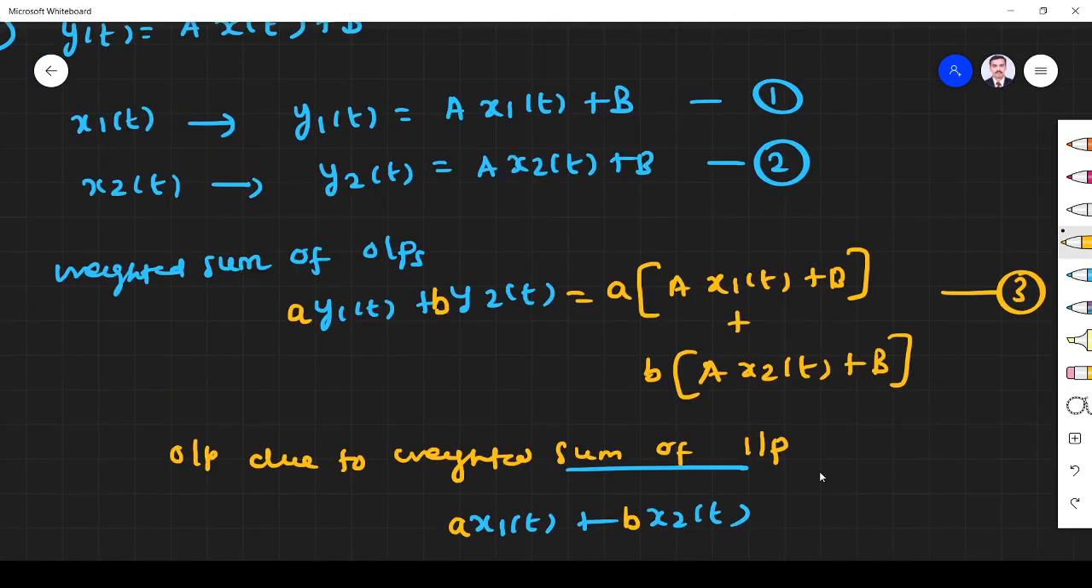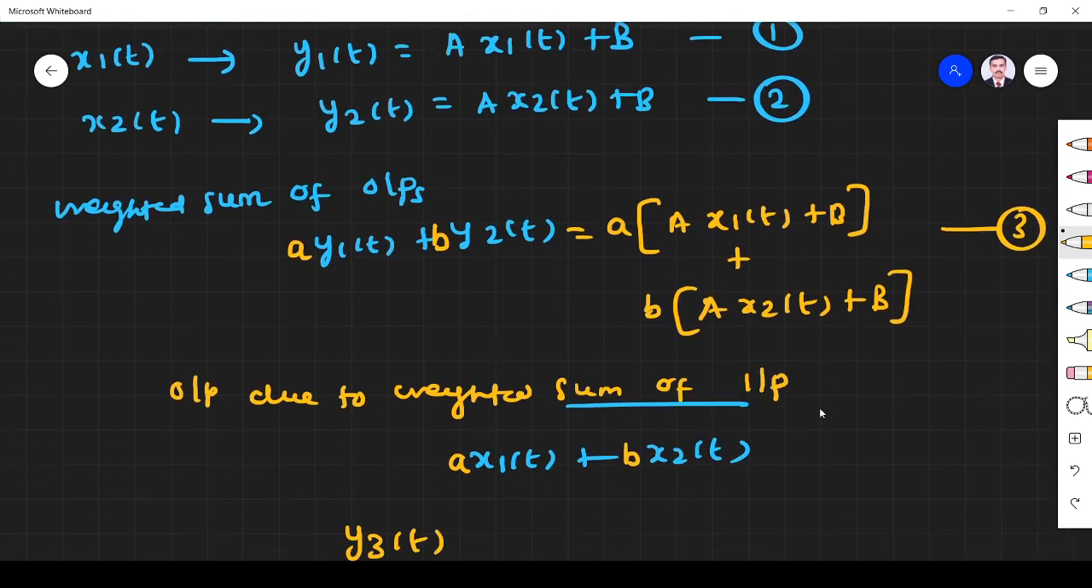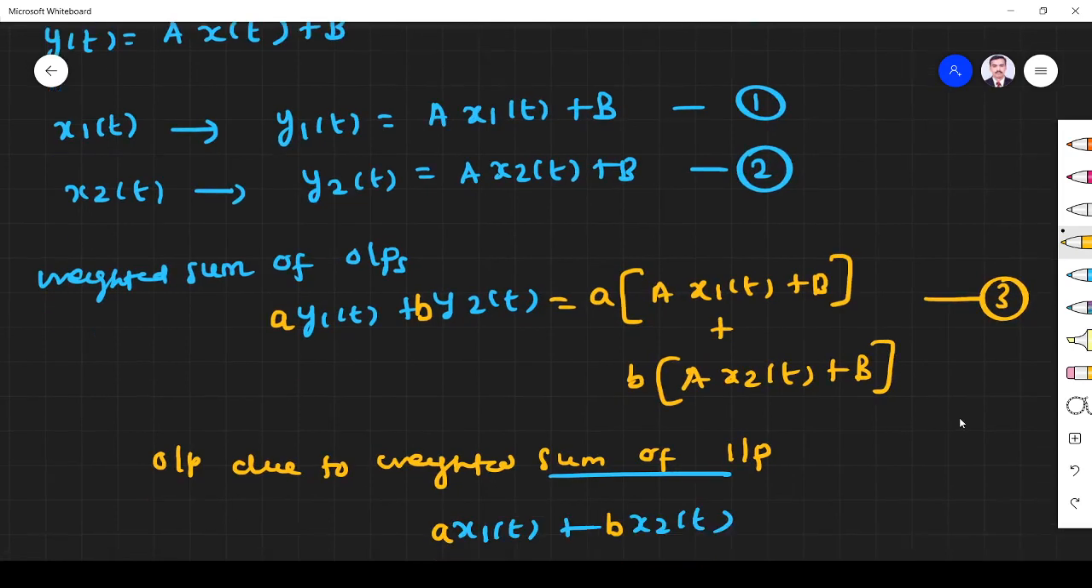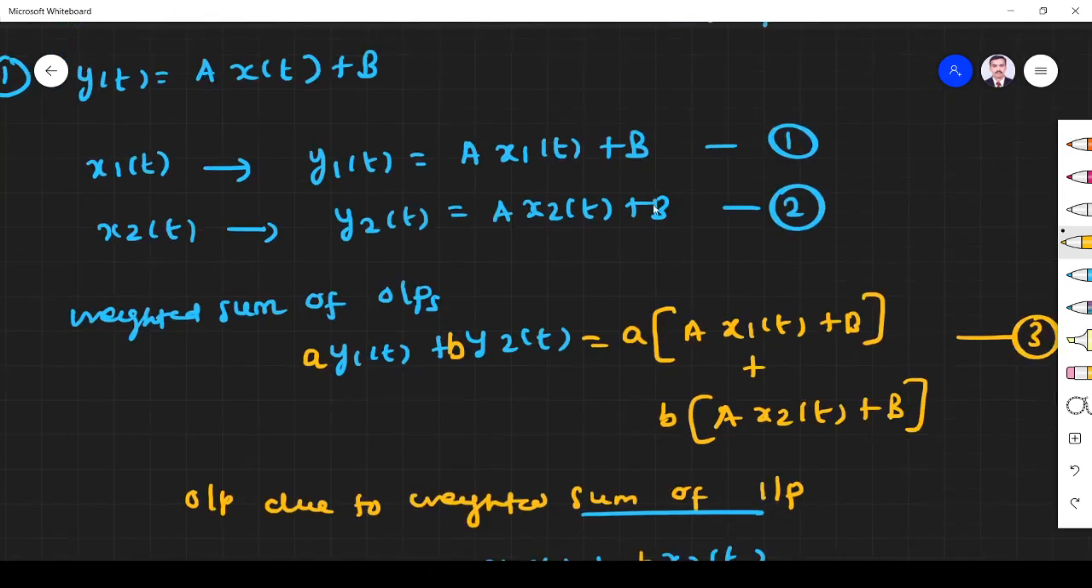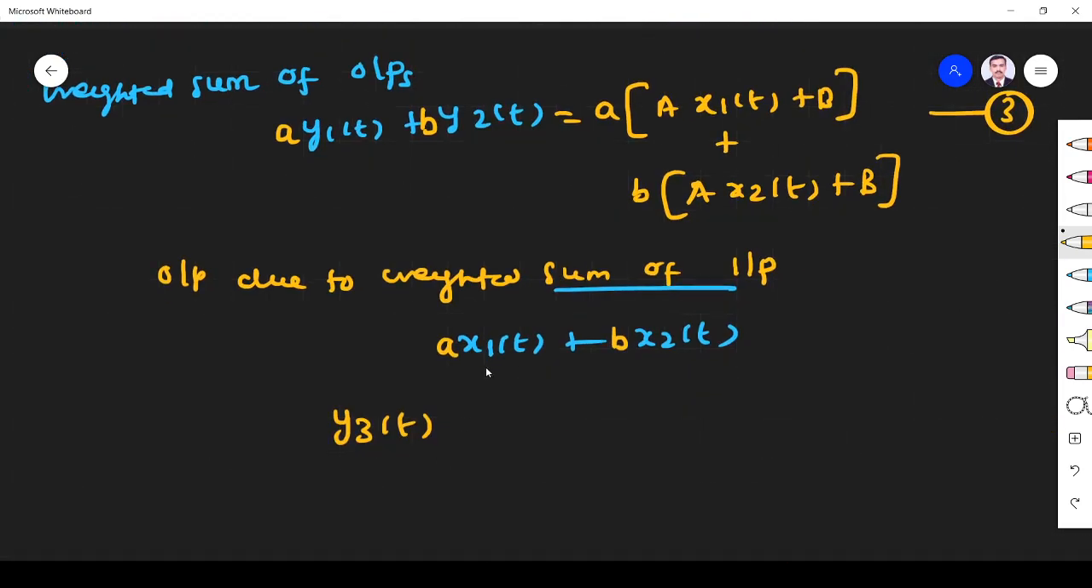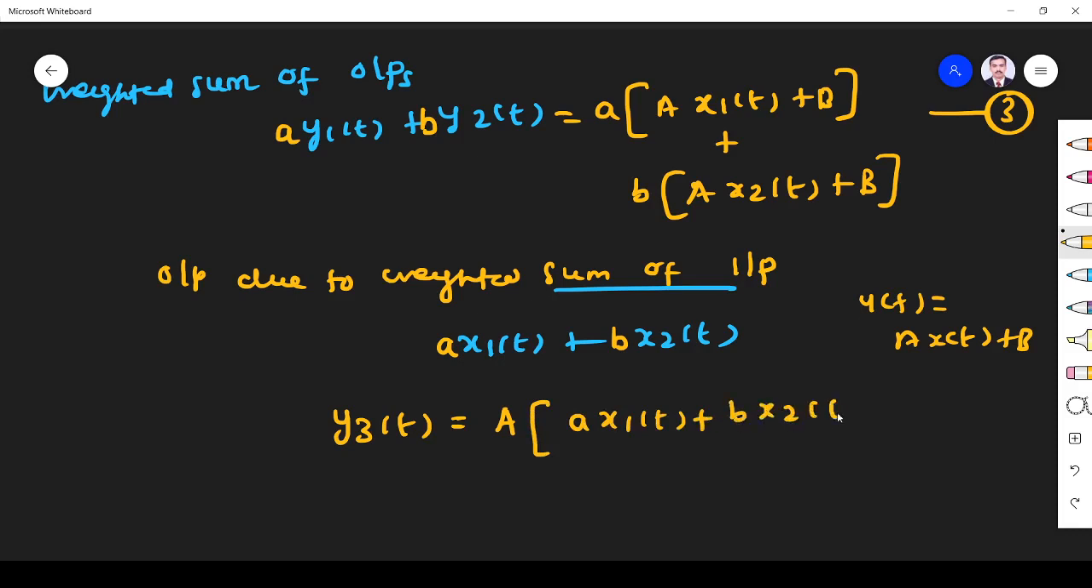So wherever input is there in the system, I have to give this input. So what is my equation? y of t is equal to a x of t. So what is the output for this input? I get y3 of t, a into input x of t. So my equation is y of t is equal to a into x of t plus b. So instead of x of t, I have to give this input. What is the input? a into x1 of t plus b into x2 of t plus b.